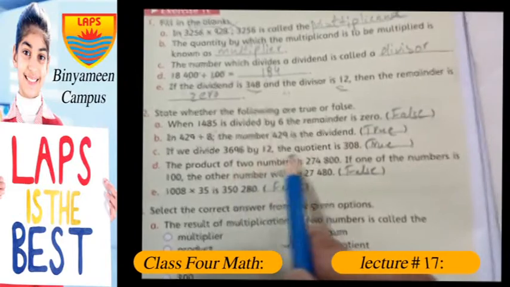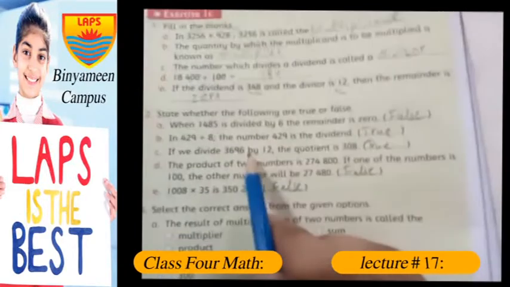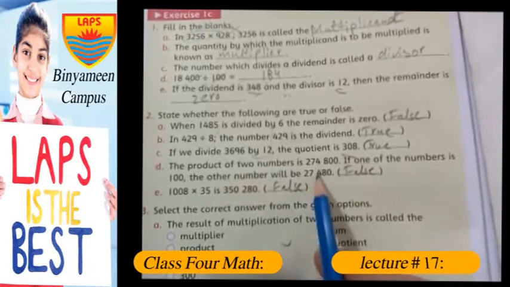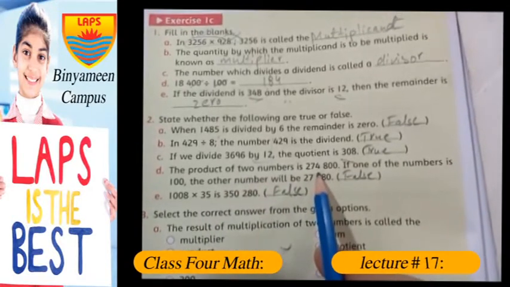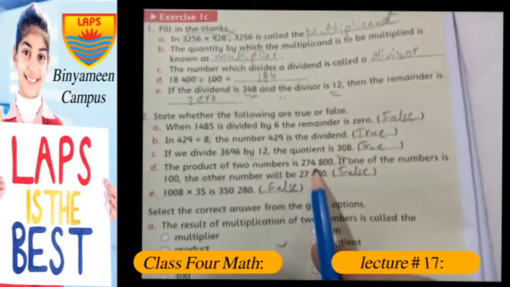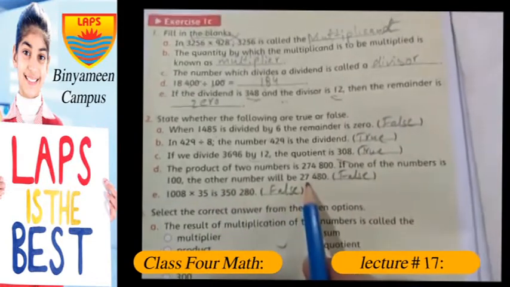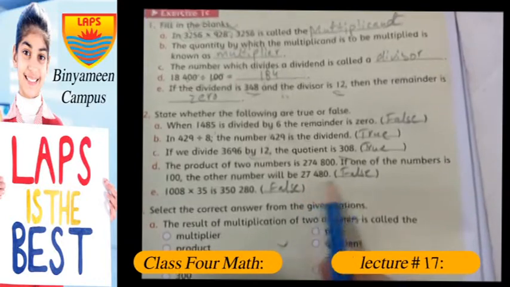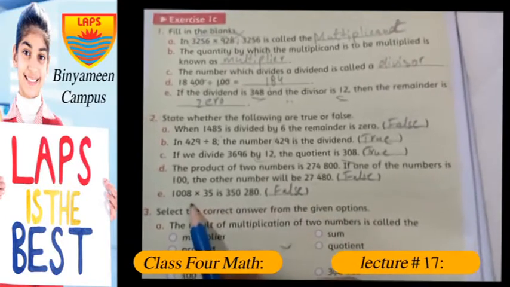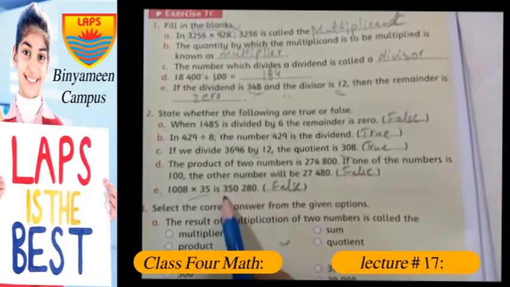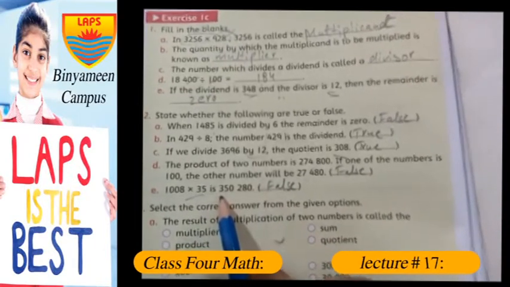If we divide 3696 by 12, the quotient is 308. That's true. If you divide both these values, you will get the quotient of 308. The product of two numbers is 274,800. If one of the numbers is 100, the other number will be 27,480. That's false too.